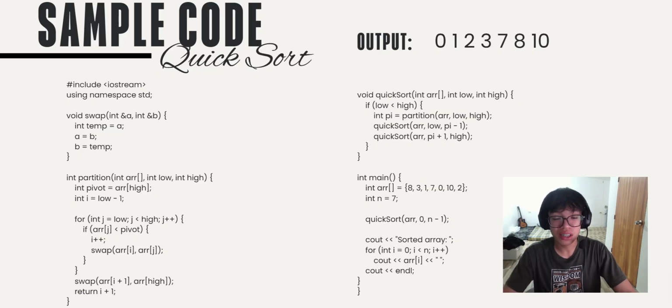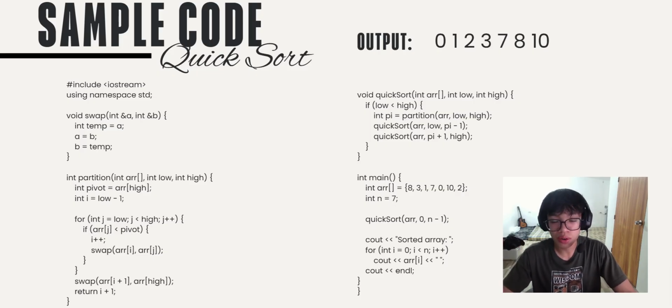The algorithm takes the unsorted array 3, 1, 7, 0, 1, 0, 2 as input and it produces the sorted output 0, 1, 2, 3, 7, 10. The partition function is the functional core responsible for the partition step. It chooses the last element of the current segment, array[high], as the pivot. It then initializes a pointer i, which acts as a boundary for elements smaller than the pivot.